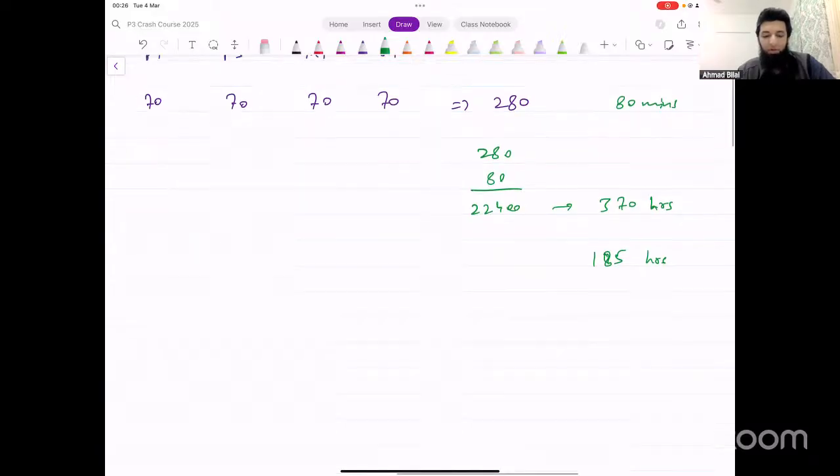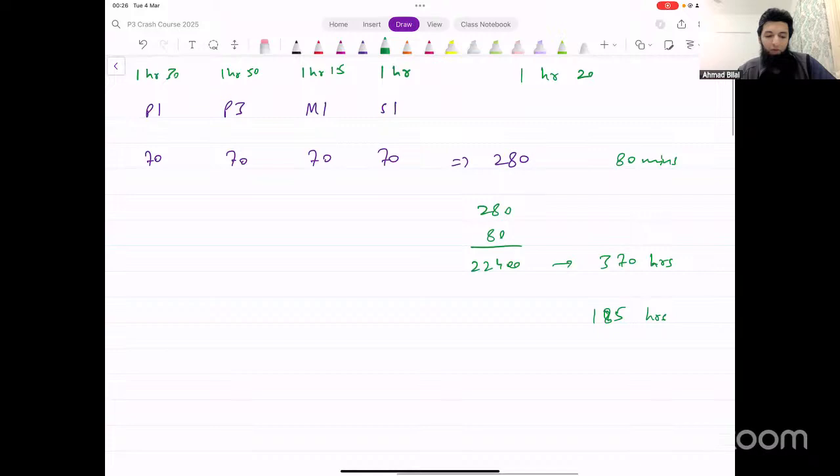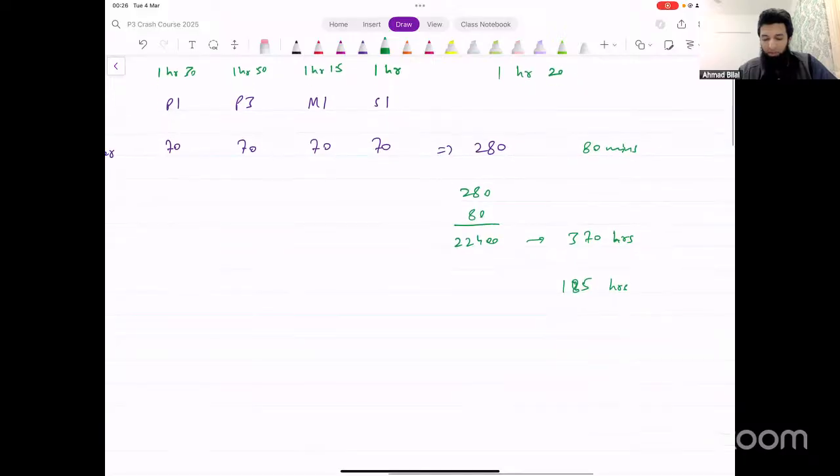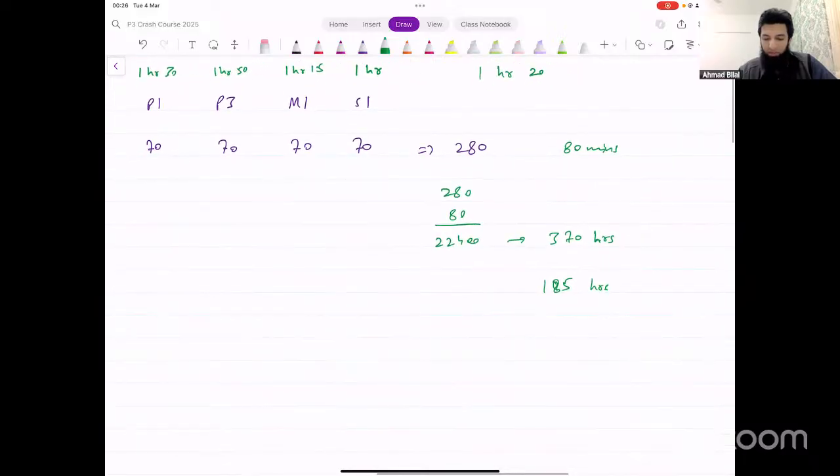If you can do so, you can do something like this: do one paper 1, and along with that M1 or S1 in one day, and then do one paper 3, and along with that do M1 or S1. Okay, you can try that. If you think you can pull it off, that will be great. Last 5 years, if you can do all of them, I think that should be very good preparation.